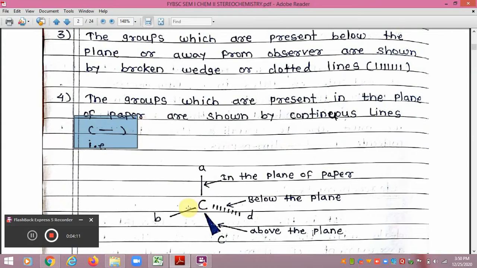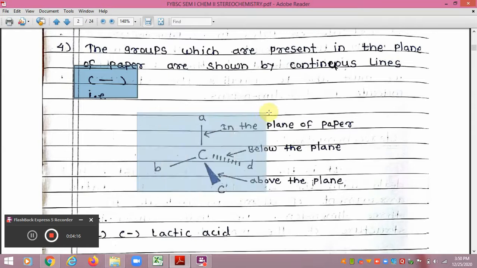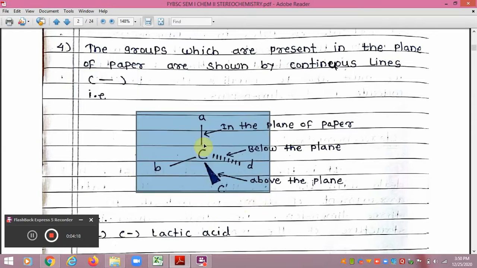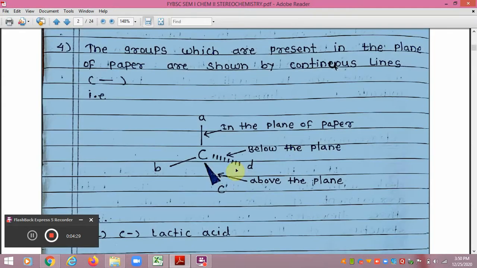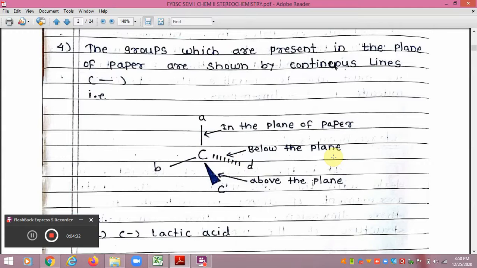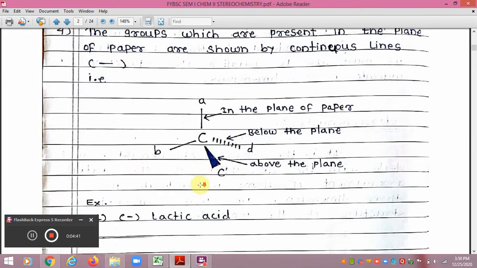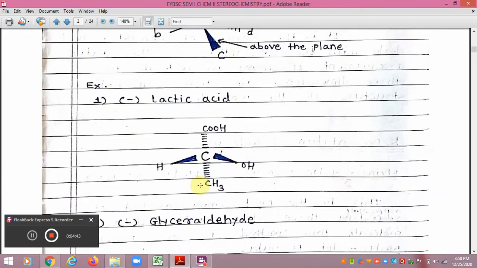No one is going to ask you the rule, but you should know the representation according to this method, and for that purpose we will use the structure. Here, this is the solid wedge or wedge line that indicates the group is above the plane, and this is the dashed or dotted line that indicates the group is present below the plane, while these two remaining groups A and B are indicated by continuous lines. So it indicates these groups are present in the plane of the molecule or in the plane of the paper.